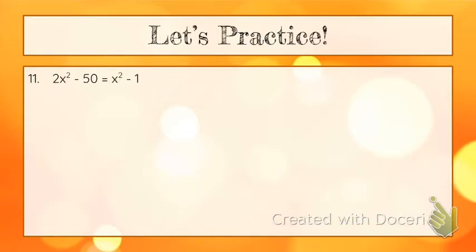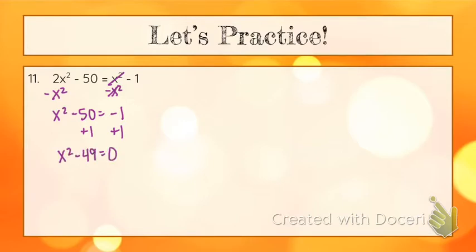And one last problem, and I'm showing you this one in particular because you do have to use step 1. You have to move all terms to one side, okay? So we're going to move everything from the right over to the left. So let's subtract x squared from both sides. So that's going to leave us with x squared because we had 2x squareds and we took away 1. Minus 50 equals negative 1. So then we'll add 1 to both sides and we get x squared minus 49 equals 0.